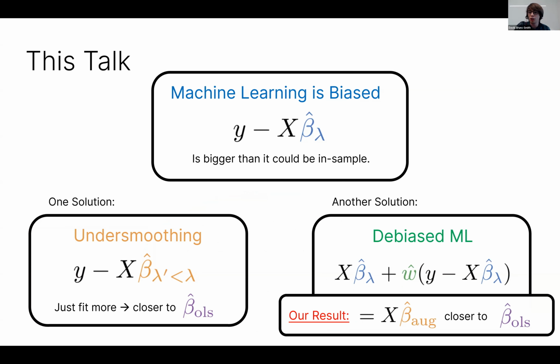Our result is going to be to rewrite debiased machine learning as a plugin of an outcome model, beta hat aug, which is also closer to beta OLS. So here it looks just like undersmoothing. And in fact, under some conditions, we're going to show that they're numerically identical procedures. So that's a high-level overview of the talk.